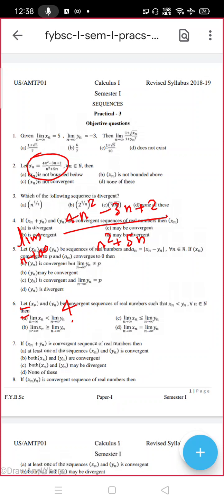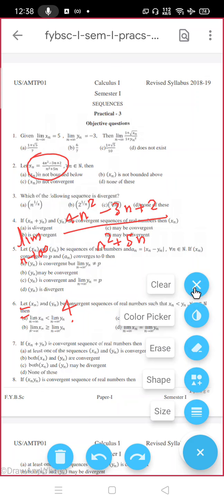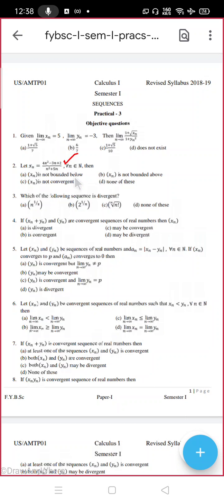Yes. Then go through that proof. We have proved that every convergent sequence is bounded. So now tell me which option is correct now. Now you know that this sequence is convergent. So that means it is bounded. Bounded means it is bounded above also and bounded below also. Now tell me, what is the correct answer?